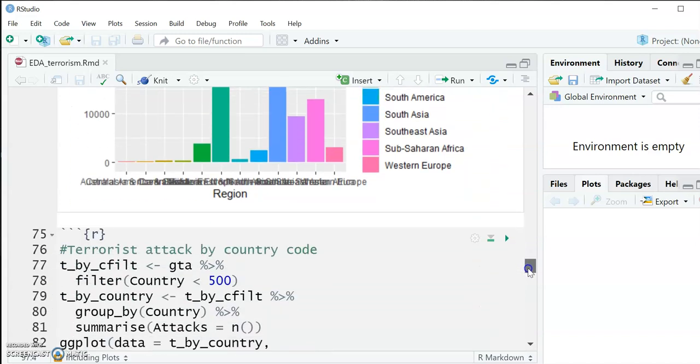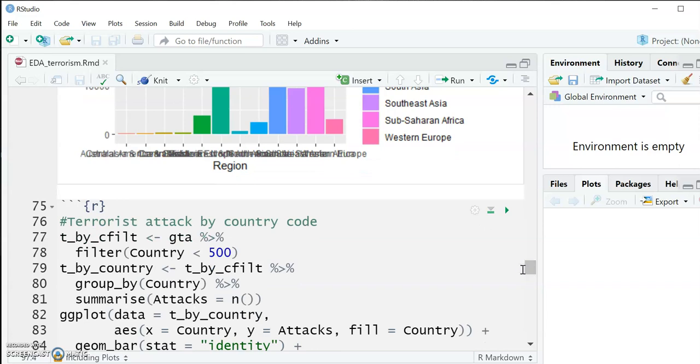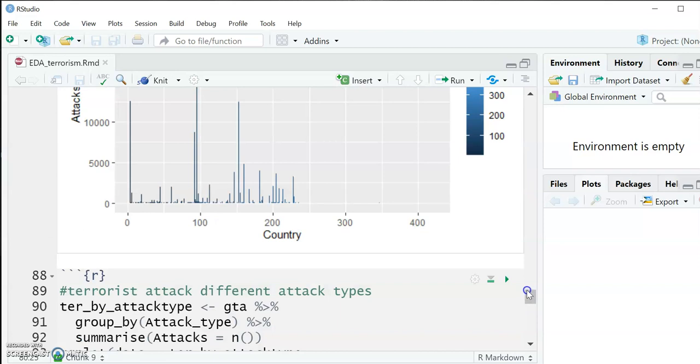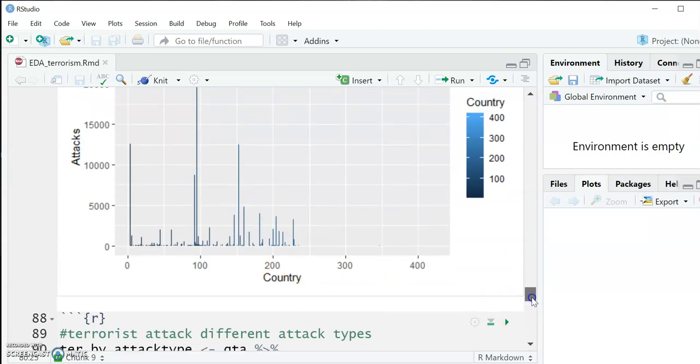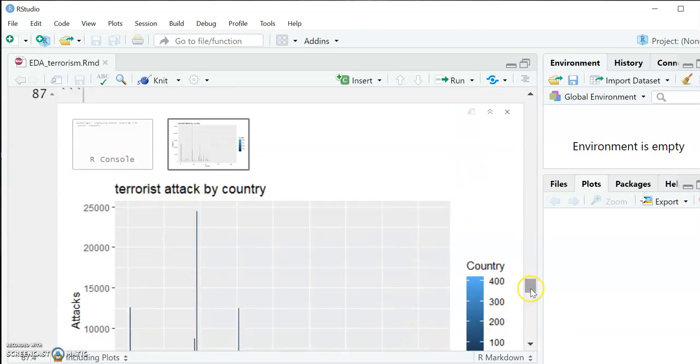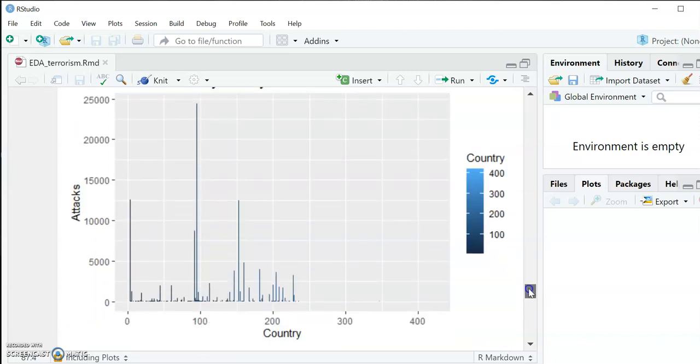Coming to the next one, the terrorist attacks by country code. Here I've written the R code, which includes the country code lesser than 500, because the maximum number of attacks have happened in the range from 0 to 300. You can see that in the range between 85 to 100, at position 90, there are maximum attacks, that is, at country code 90.